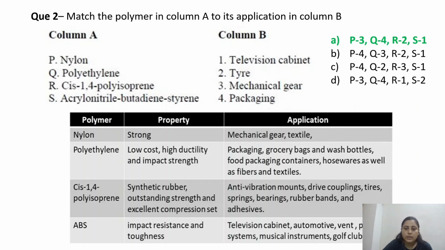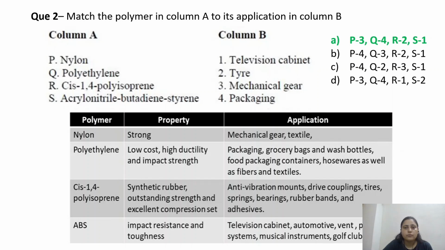And then ABS, which is acrylonitrile butadiene styrene. It has high impact resistance and toughness. So it is used for making television cabinets, automotive vents, pipe systems, musical instruments, golf club heads, etc. So option 1, which is television cabinet, is correct for S, which is ABS. So option A is correct.